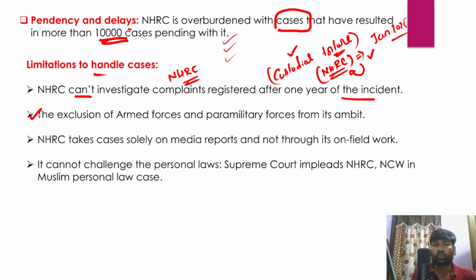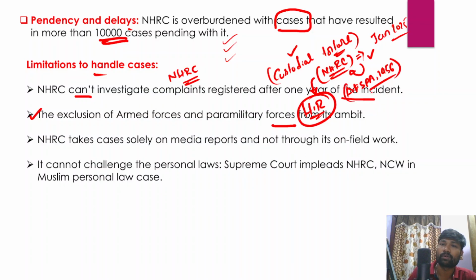Secondly, the exclusion of armed forces and paramilitary forces from its ambit. NHRC has no jurisdiction over the armed forces and also paramilitary forces. However, there are a lot of allegations of human rights violations in the northeastern part of India through the Armed Forces Special Powers Act, 1956. The Armed Forces Special Powers Act gives certain special powers to the armed forces deployed in the conflict areas in the northeastern part of India. They are being given exceptional powers, and with those exceptional powers it leads to human rights violations.